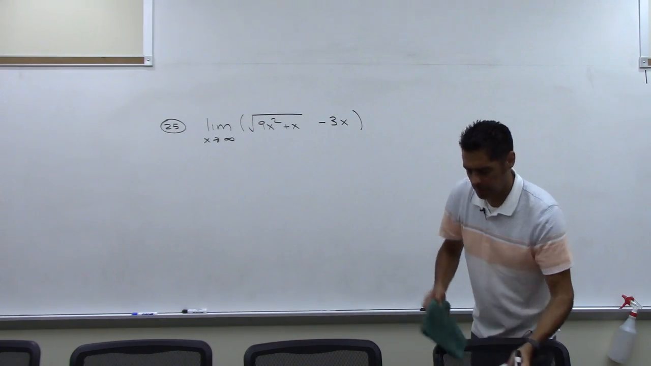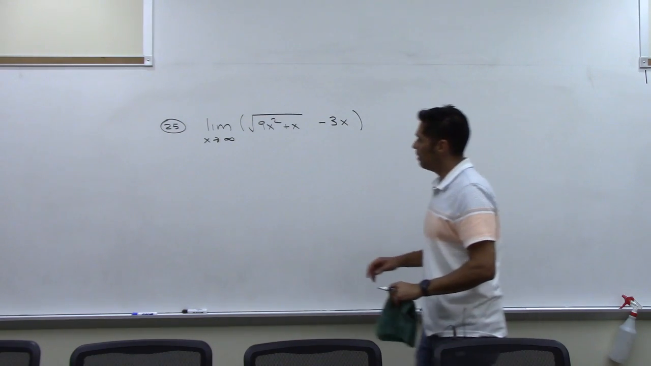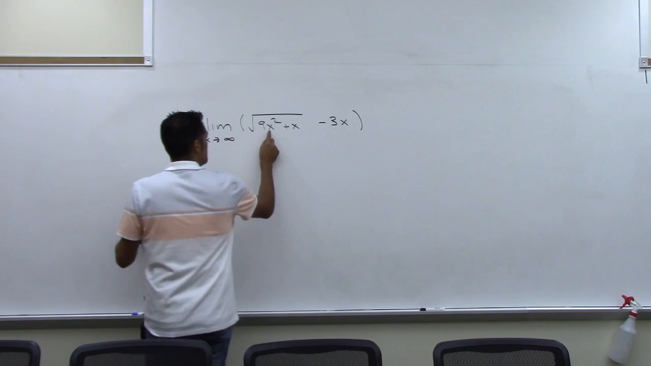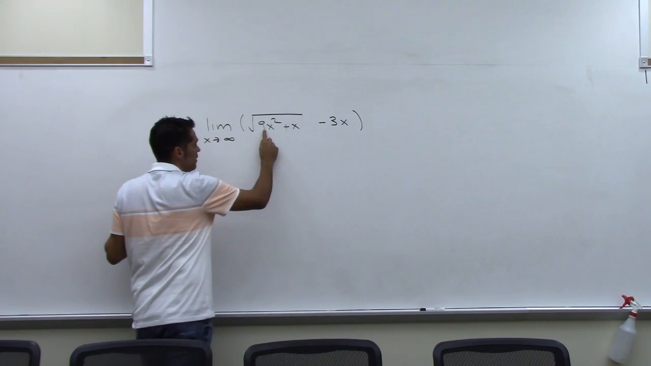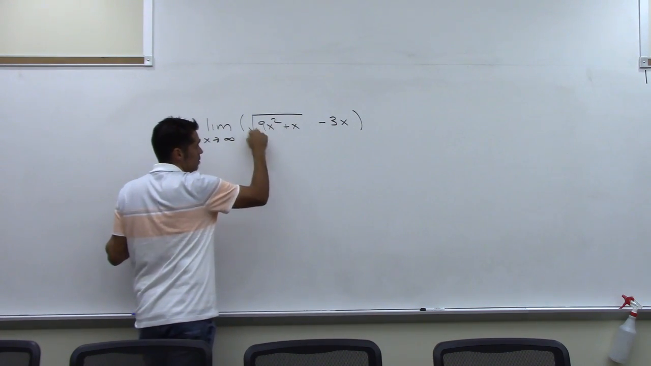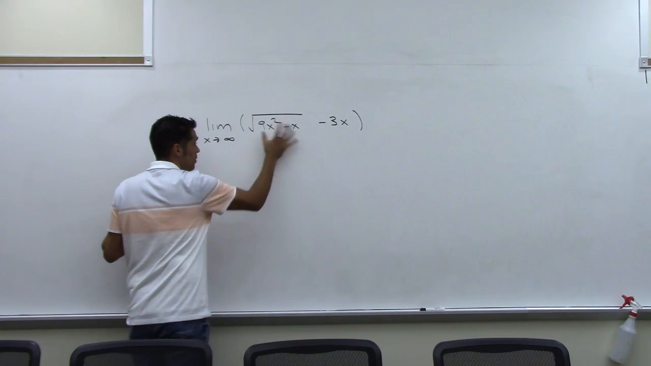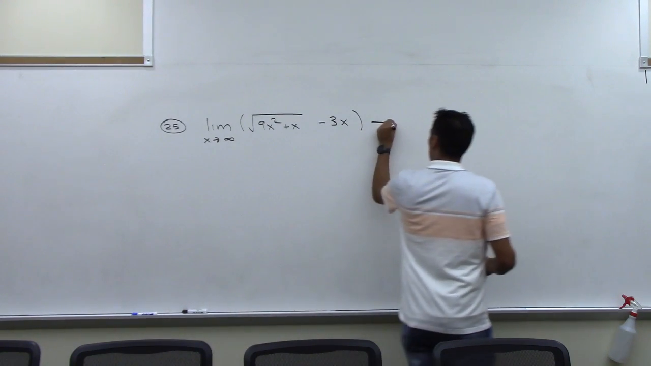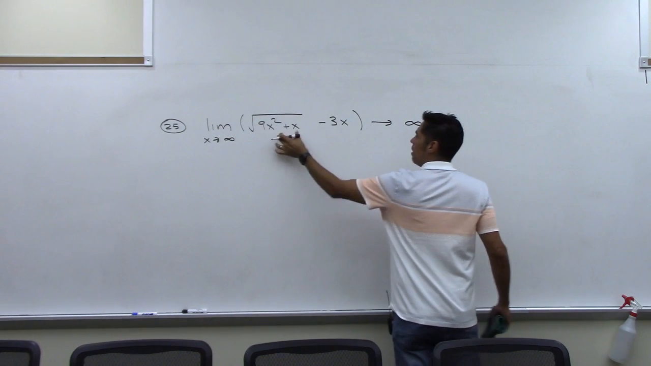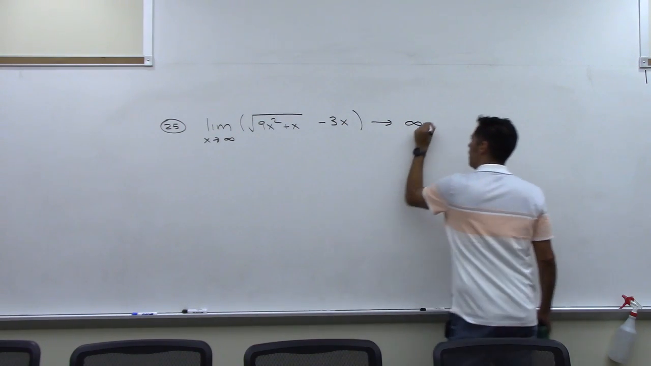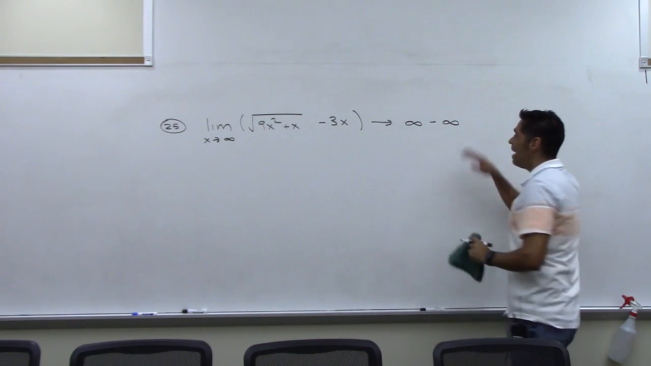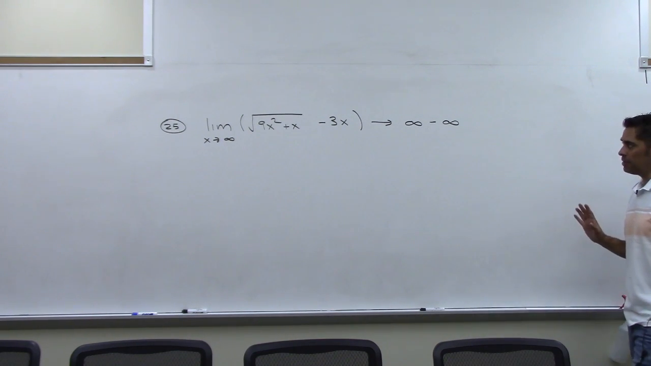Now, in this particular problem, if x goes to infinity, this is infinite times 9, it's still infinite, plus infinity is infinite, square root of infinity is infinite. So this whole thing is infinite. So we have infinity minus 3 times infinity, which is infinity minus infinity. Now that's a different case, okay?